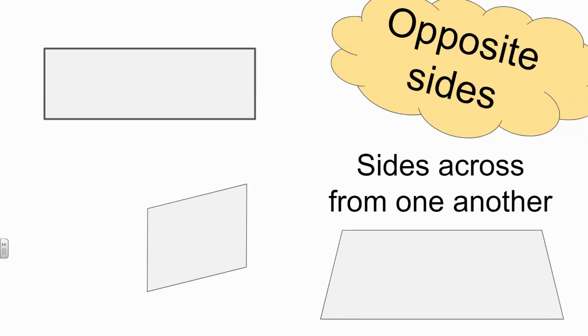All right, guys, so to help us get ready for our main objective today, we're going to look back at some of our vocabulary from yesterday and kind of put some pieces together here. One of the vocabulary terms that we learned yesterday was opposite side. Those are sides that are across from one another.